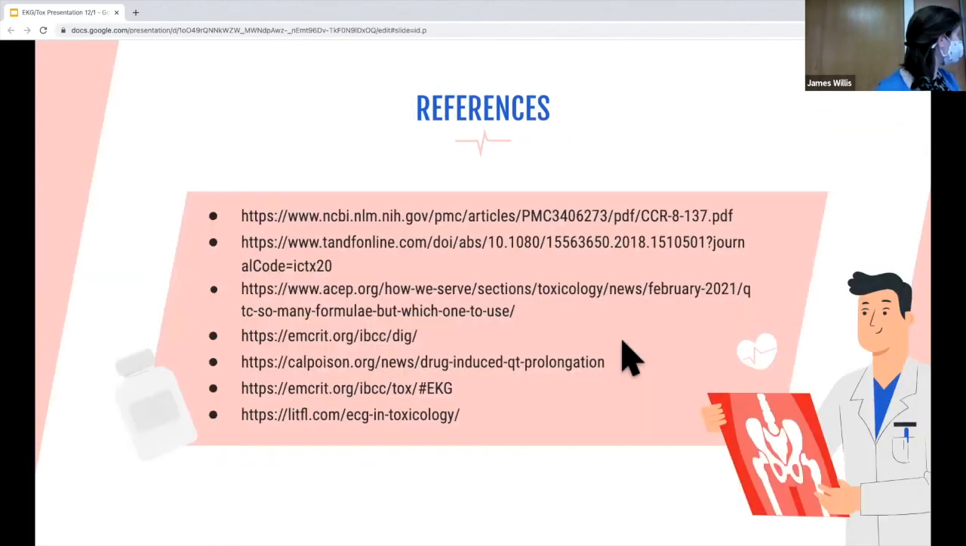These are my references. Like 90% of that is from Life in the Fast Lane or the Internet Book of Critical Care. So if you don't use those, I recommend them both.